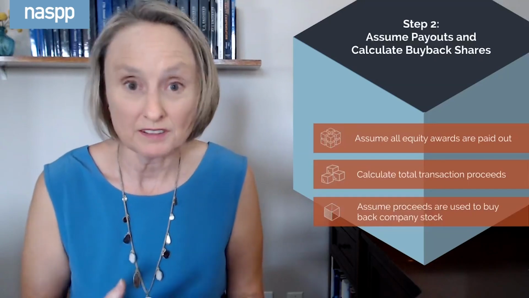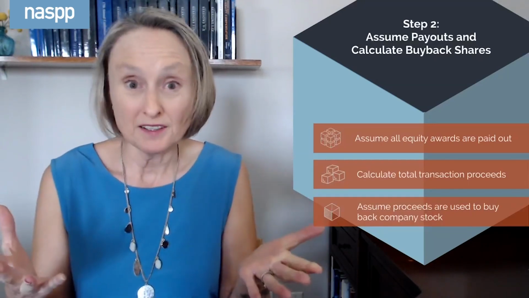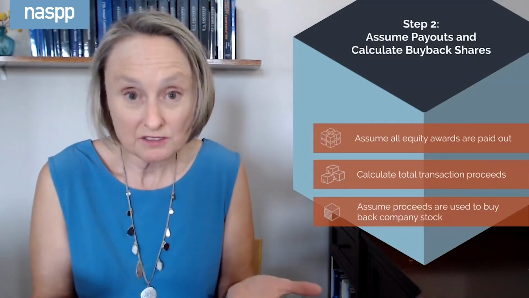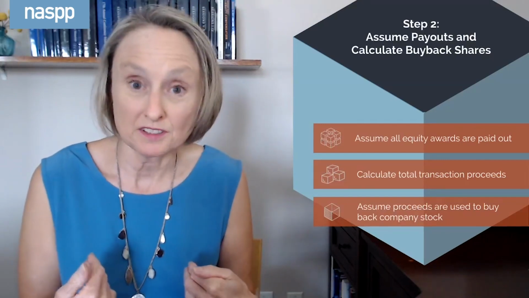Step number 2 is going to be to assume that all of a company's equity awards are paid out. Yes, that's right. We're going to assume that a company accelerates vesting on all of its equity awards. And then we're going to assume that all those options are exercised and all of those award shares are released. If that were to happen, that would add a lot more stock to a company's common stock outstanding, which would dilute earnings per share. At the same time, though, there would be some proceeds that come into the company in the form of the exercise price and the unamortized expense.